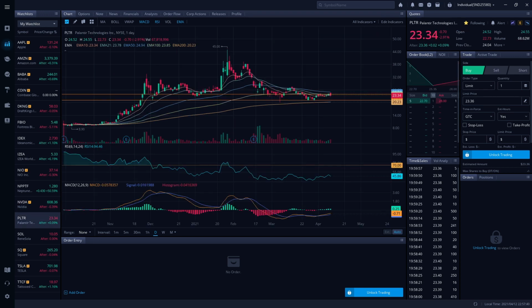Next up is PLTR. This is Palantir. They're a data analytics company. Keen and Grace recommends buying PLTR at current prices. He thinks PLTR will double in the short term.